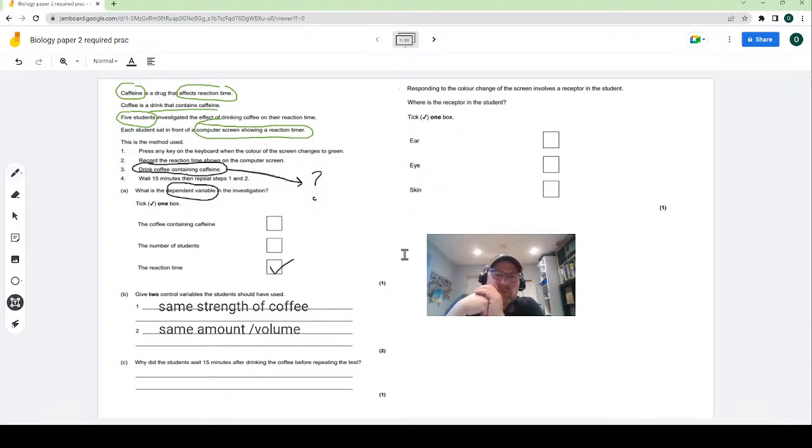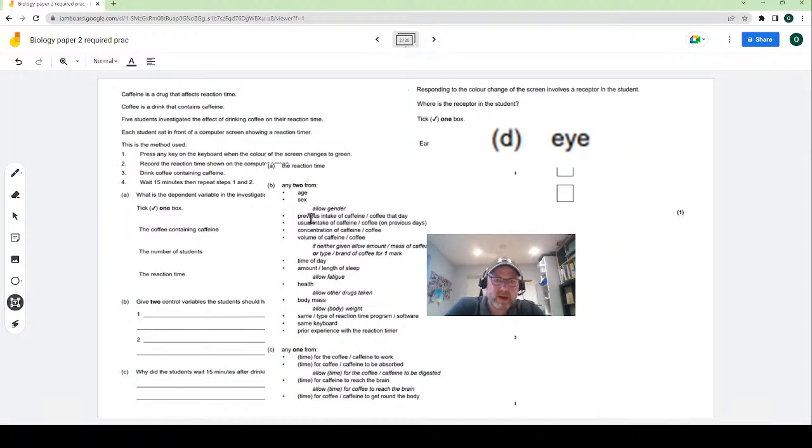Good. Responding to the color change of the screen involves a receptor in the student. Where is the receptor? Where would you find the receptor when they're doing the color change? Yeah, absolutely. It's in the eye. So well done. Yeah, it's going to be your rods and cone cells in the eye. Great. And here's the answers.